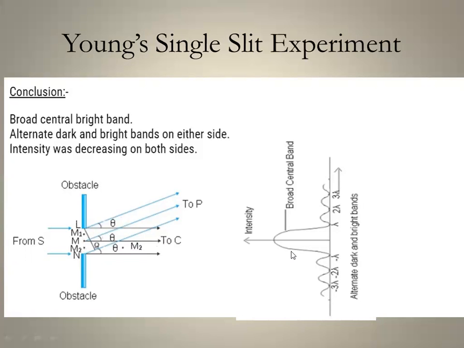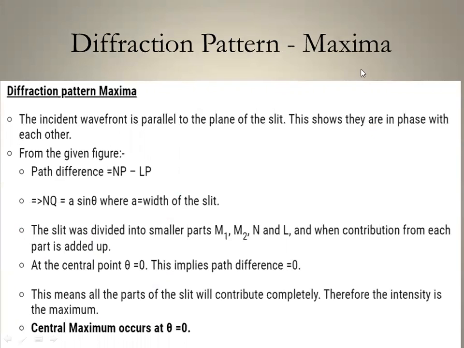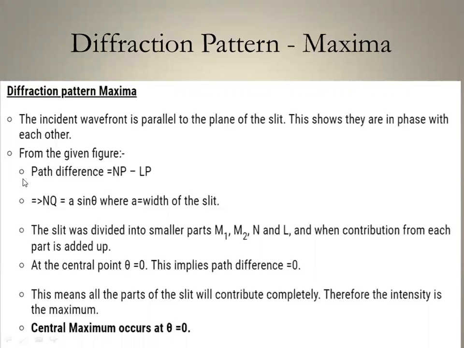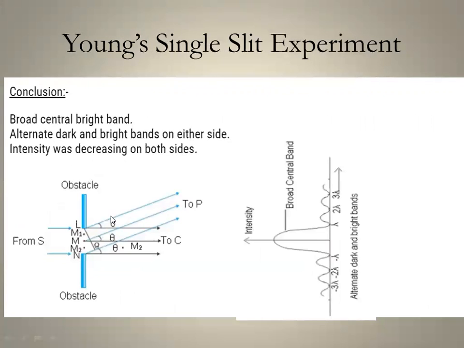And first we are going to see the diffraction pattern of maximum. Maximum means the incident wavefront is parallel to the plane of the slit. This shows they are in phase with each other, because, can you see here, if it is straight, there is no difference in the phase. They are in the same phase that we can consider over here. So from the figure, the path difference is NP minus LP. What is NP? This is NP. And the point is going to reach P.